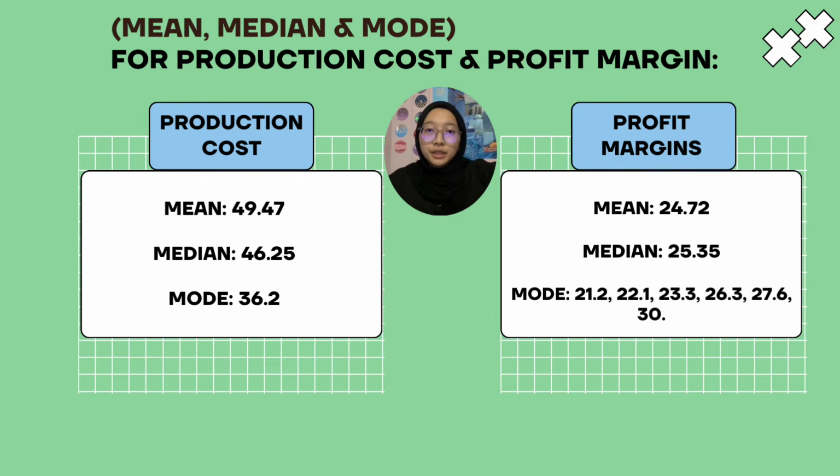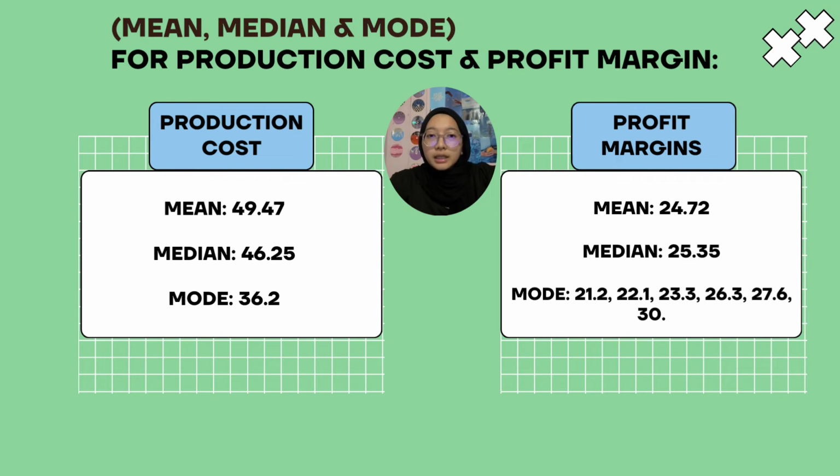So for the production cost, the mean is 49.47. To get the answer, all the data should be added up and divided by the number of companies, which is 30. The median for the production cost is 46.25 and the mode is 36.2. For the profit margin, the mean is 24.72 and the median is 25.35.